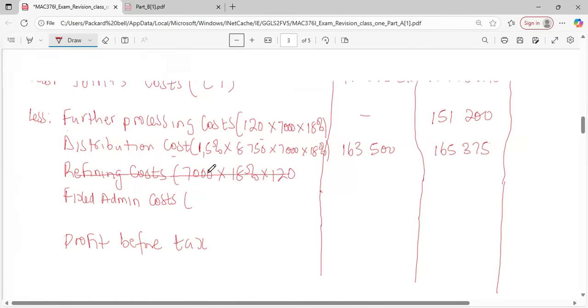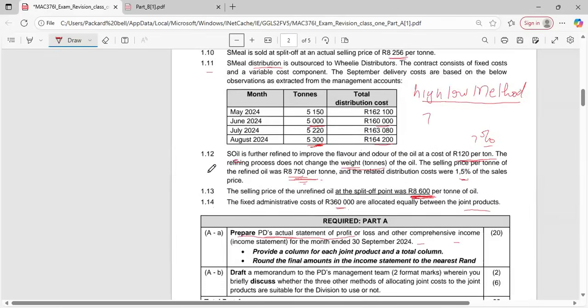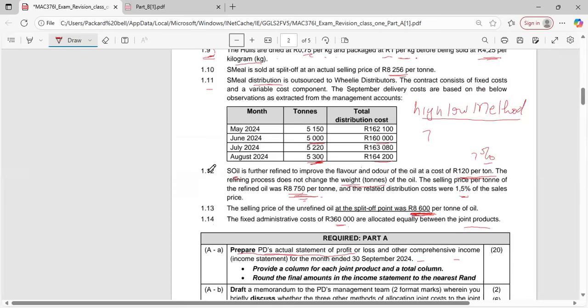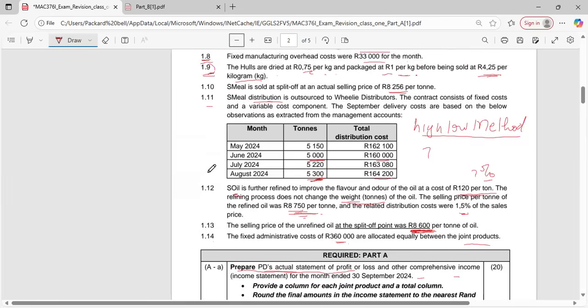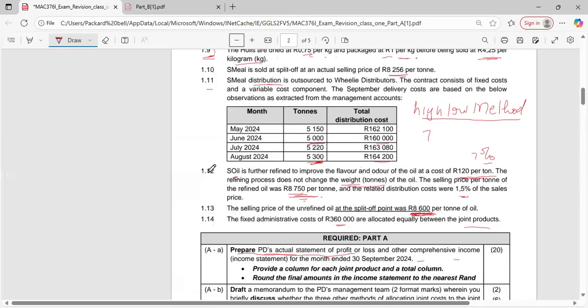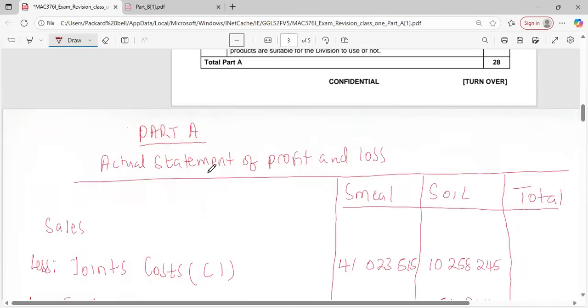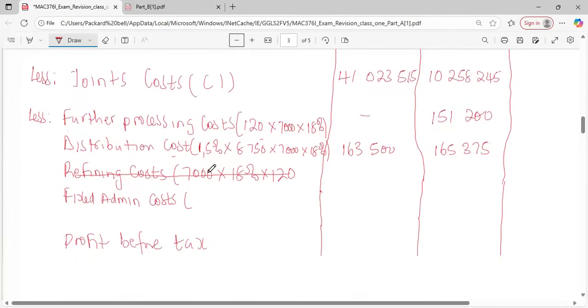So let's check on the fixed admin. What are they saying about them? We're almost done with this one. The fixed admin is 360,000, which must be shared equally between the joint products. Am I correct? So fixed admin is going to be 360,000 divided by 2. Is it not 180 for everyone? It's 180,000 here. Right?